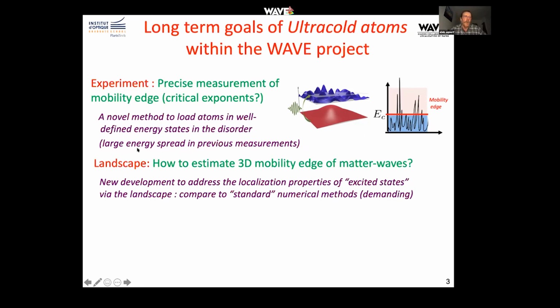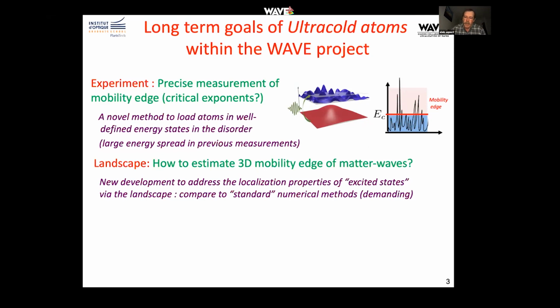And then what we want to do in parallel is to use a landscape theory to see if the landscape theory is better to estimate the mobility edge, etc. And for that, as probably many of you know, we will need to use a landscape theory not at the bottom, but at excited levels. And this is difficult, but we know that there has been recent progress on that. And so this is what we are working on now.